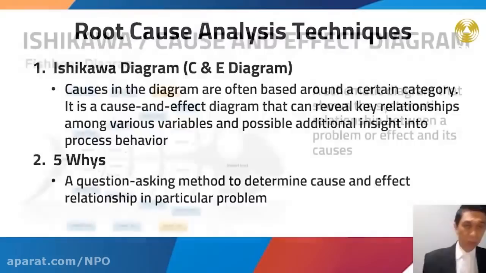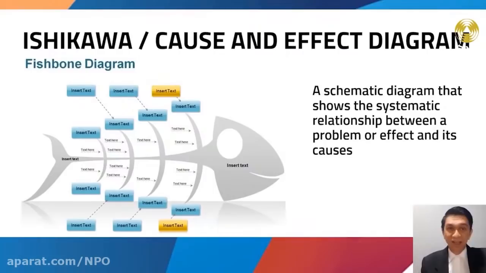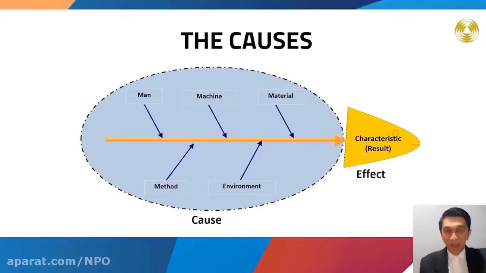So in this slide, you can see the Ishikawa and the cause and effect diagram, or sometimes called the fishbone diagram. So it is a schematic diagram, as you can see here in this slide. It shows you the relationship between the problem and its causes, as well as the classification of causes, as I mentioned before. The most common classification is the 4M and 1E. But I'll tell you later on that there are actually different classifications. You can use your own classification depending on the problem that you are trying to analyze.